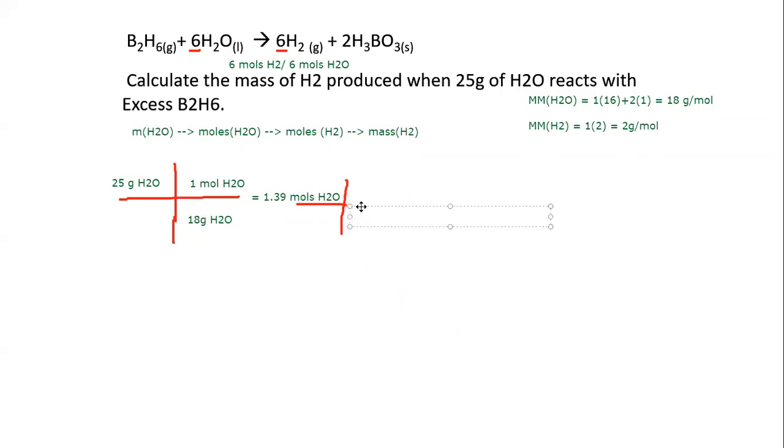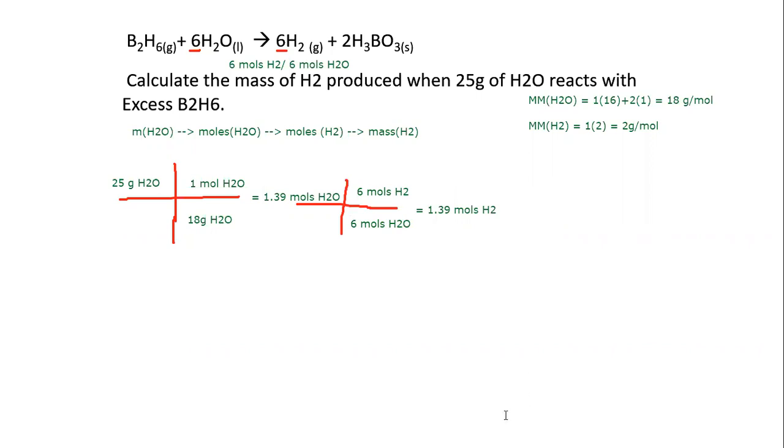So moles of H2O go on the bottom. Moles of H2 go on top. And so here the moles of H2 are 1.39 moles of H2. So that's step two. We convert from moles of water to moles of H2.